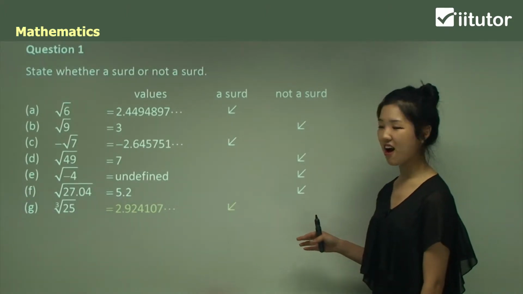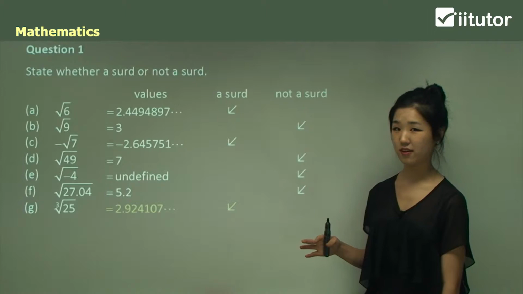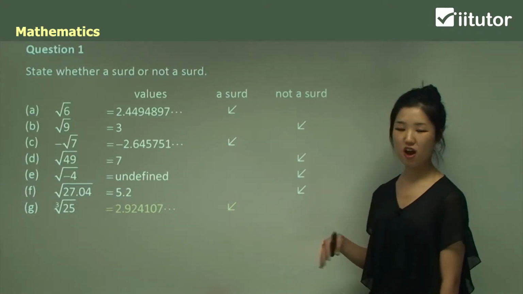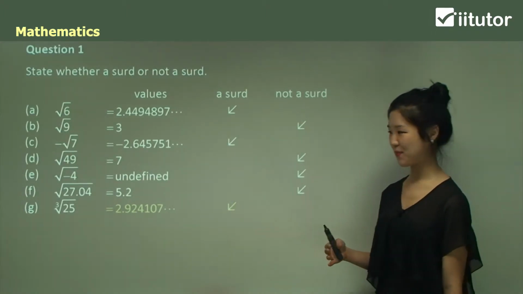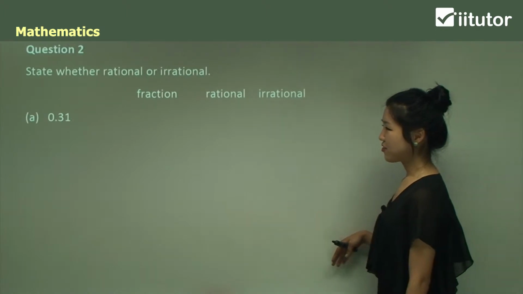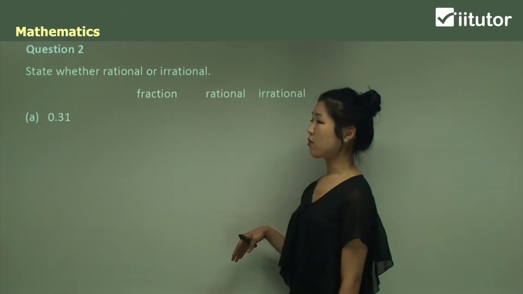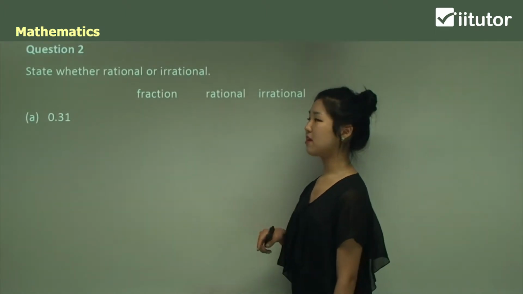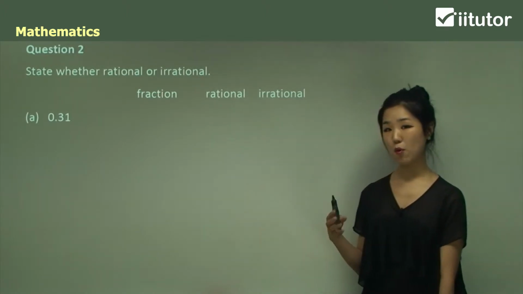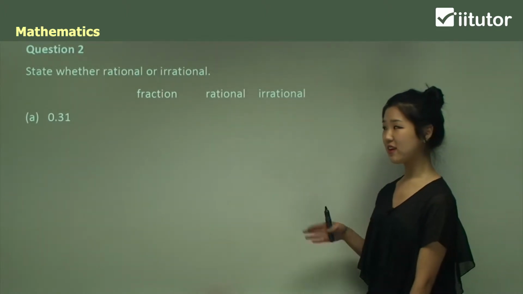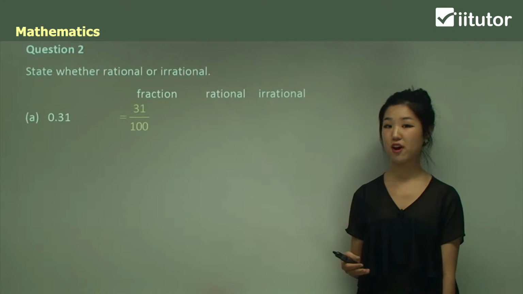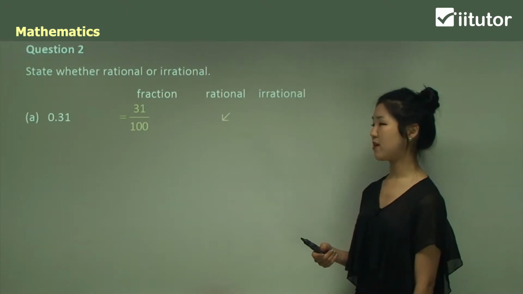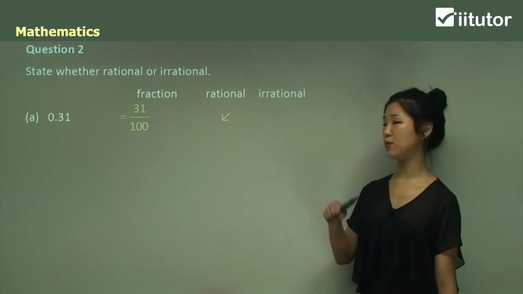Okay, so surds are irrational, basically. Okay, and non-surds are rational. You can think of it that way. Question 2, state whether rational or irrational for the following numbers. So 0.31, can we convert that into a fraction? Of course we can, it's 31 over 100, isn't it? So therefore this one is rational, okay, because it's convertible.